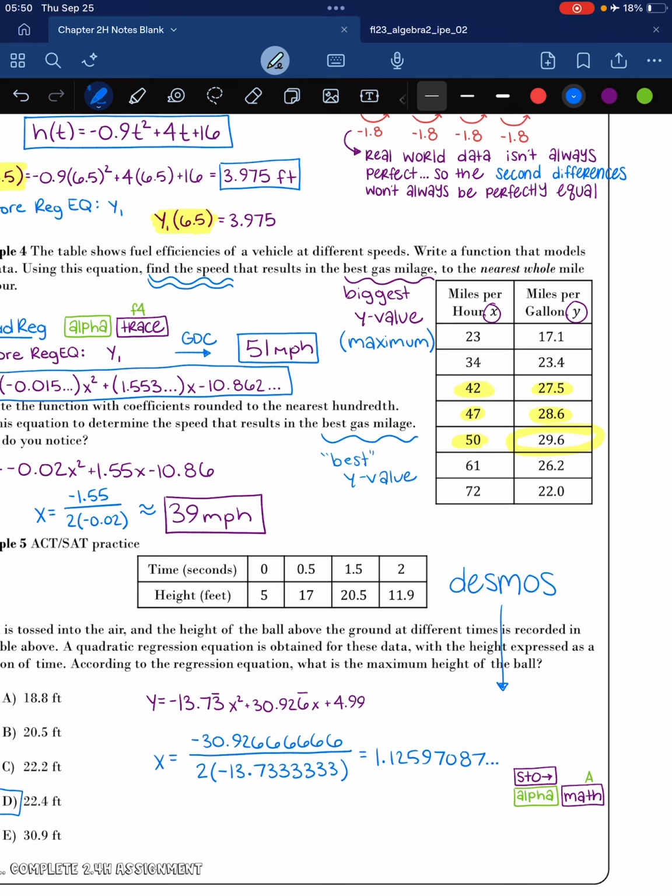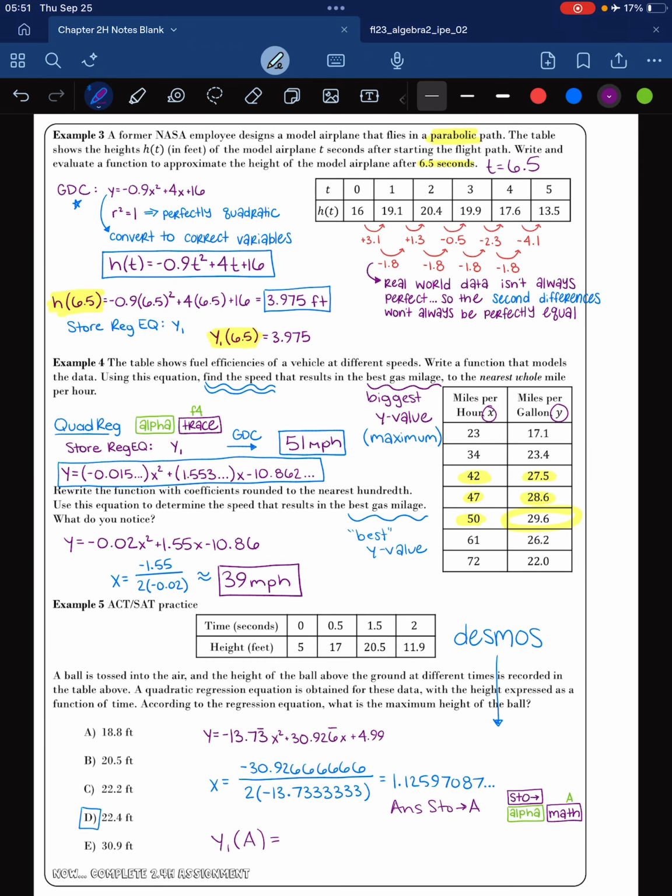But here's another cool little shortcut. Instead of having to type this whole decimal out again for my next calculation, we can store this value as one of the letters on your calculator. So it's the store button, and then you click alpha math for A. It's going to say answer store as A. And then we can plug it in just using that letter A. We can type in y1 of A, and it's going to give you 22.4 feet.